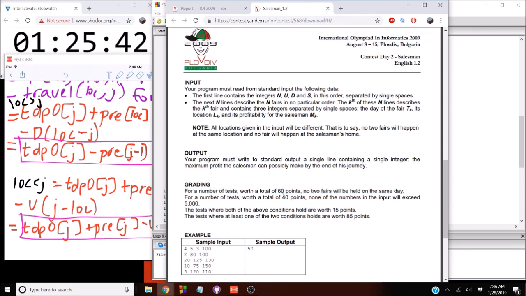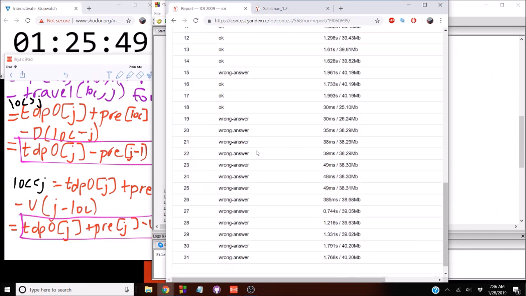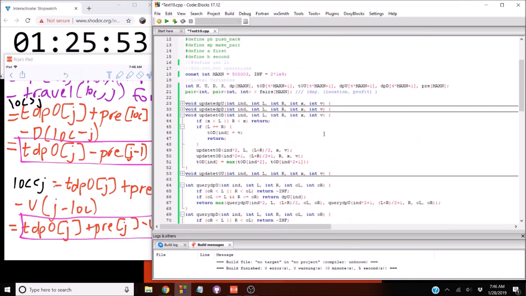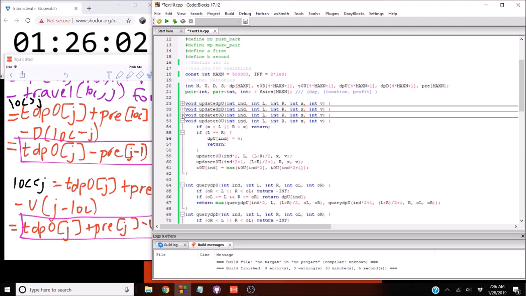Not all of them. Okay. Wrong answer. Just check this to make sure that my update functions are right. I mean, they look right.